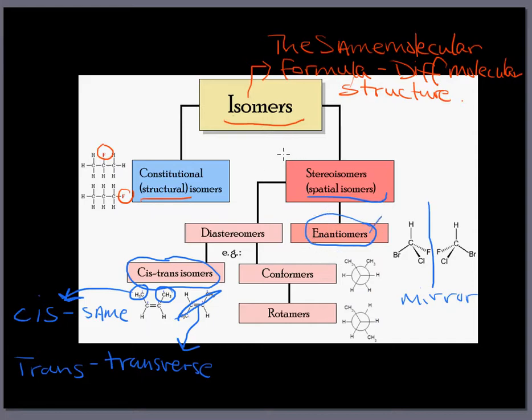Enantiomers are mirror images of each other. Sometimes you'll hear them referred to as L and then D, and it's based on the digits of the hands being lateral or distal or that type of thing. But basically what you just need to know is that they're mirror images of each other.